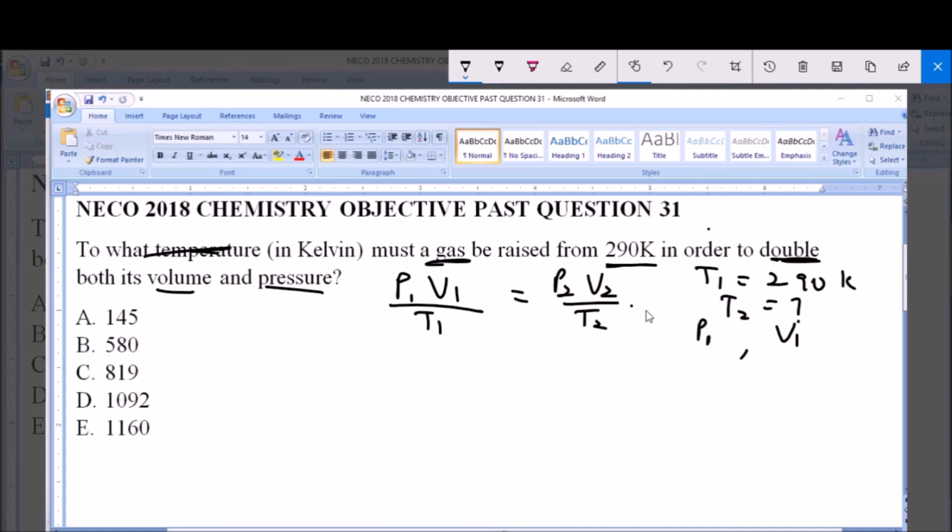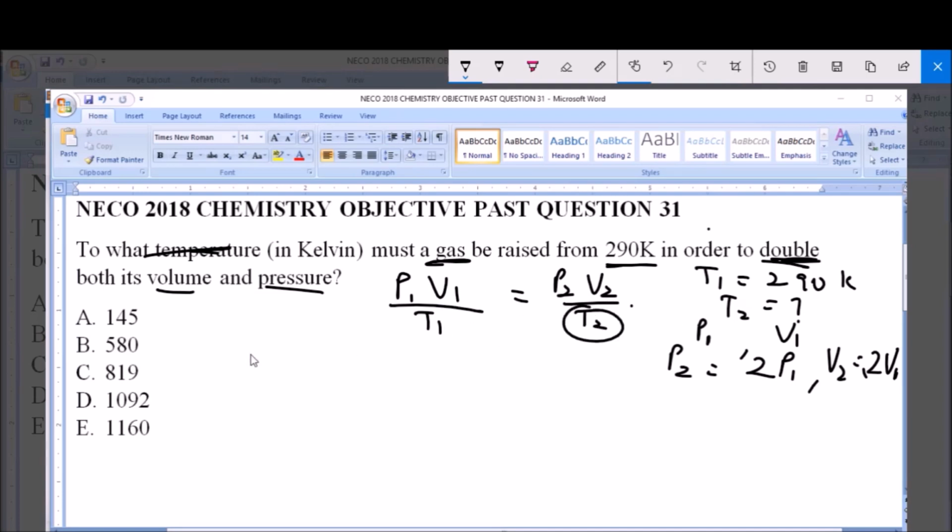Now our final pressure and volume is supposed to be what? To be double the volume and pressure. So P2 is equal to 2P1, that is 2 times P1, and V2 is equal to 2V1, that is 2 times V1. So now, from this general gas equation, like I said, we are looking for our T2.